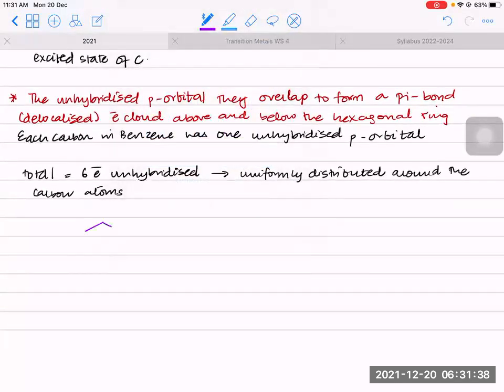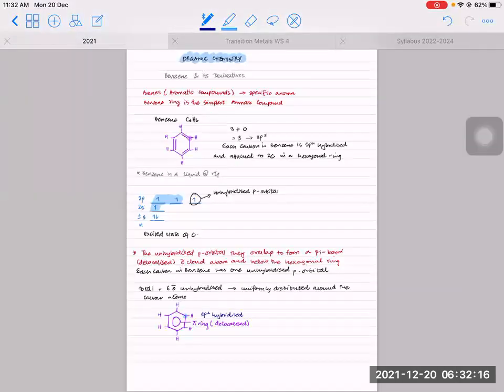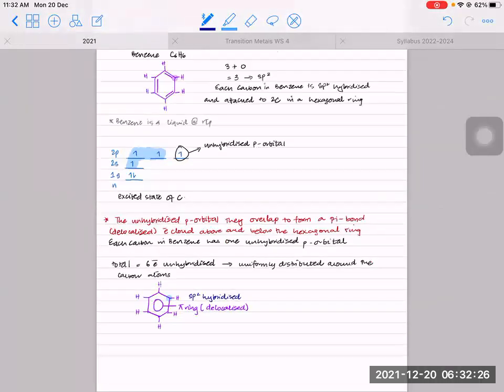Let's see how. You will have the 6 carbon atoms arranged in a ring. And right here in the middle, we have what we call a pi ring. This pi ring is a delocalized ring made up of 6 electrons, uniformly distributed around each carbon. And you have a hydrogen on each of the 6 carbons. Each carbon is sp2 hybridized. Clear? So you have 6 sp2 hybridized carbons, each with one unhybridized p electron, which are uniformly distributed to form a pi ring in the middle. And this right here is the structure of benzene.